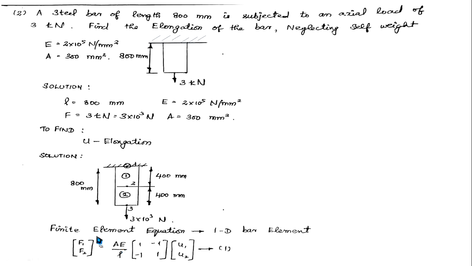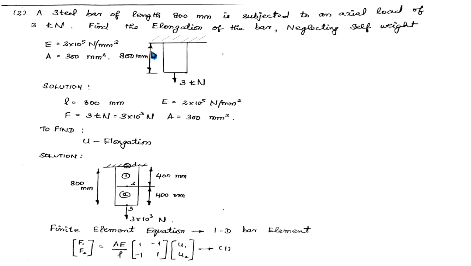As we saw in our previous slide, this is the finite element equation for a one dimensional bar element. You have to apply this equation to node 1, apply the same equation to node 2, and then assemble both. That is your FEA procedure. At node 1, your force will be F1, at node 2 F2, at node 3 F3. Similarly, the displacement at node 1 will be U1, at node 2 U2, and at node 3 U3.